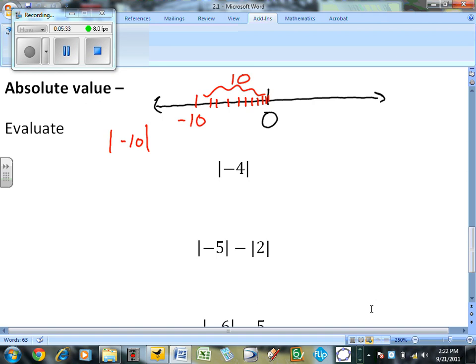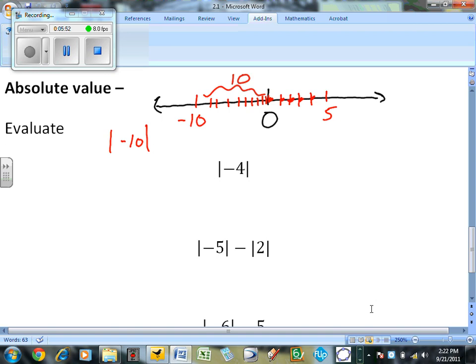All right, so in the same way, maybe I had 5 over here. What's the distance from 5 to 0? Well, it's 5. Well, there's 1, 2, 3, 4, and 5. So the distance is 1, 2, 3, 4, and 5 back to 0. So the absolute value is just always a distance away from 0.